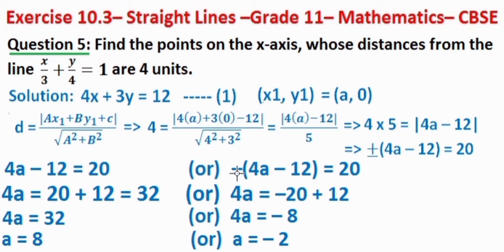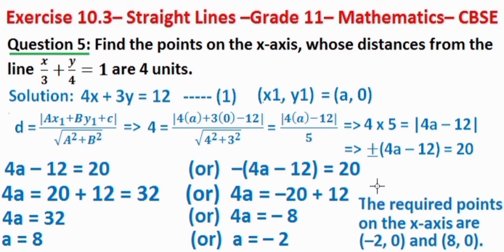In the other case, minus times 4a minus 12 is equal to 20. Transposing, we get minus 4a equal to 20 plus 12... so 4a equal to minus 8, and a equal to minus 2. So there are two possibilities, and we get two points. The required points on the x-axis are (-2, 0), where the y-coordinate is 0, and the other one is (8, 0).